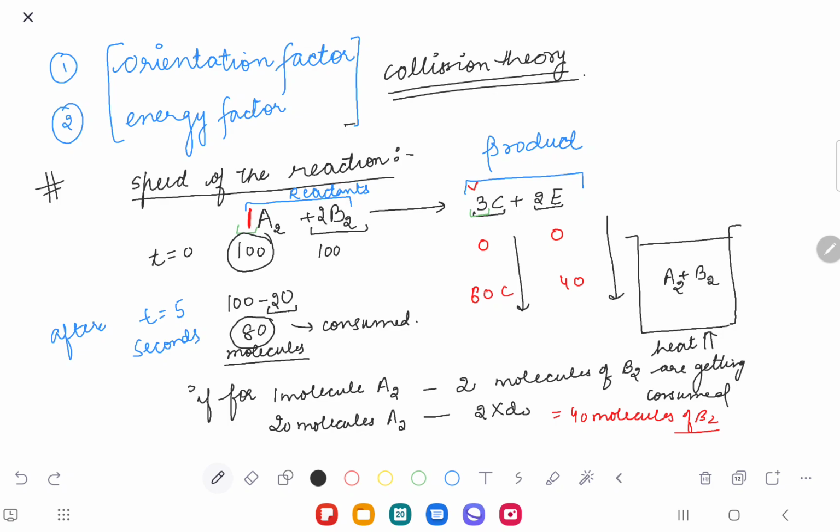So for example, I gave you this reaction: A2 plus 2B2 gives me 3C plus 2E. And I told you that initially at time t equals 0, I have taken 100 of this, 100 of this, then no products would have been formed. So E would be 0. Yes or no?